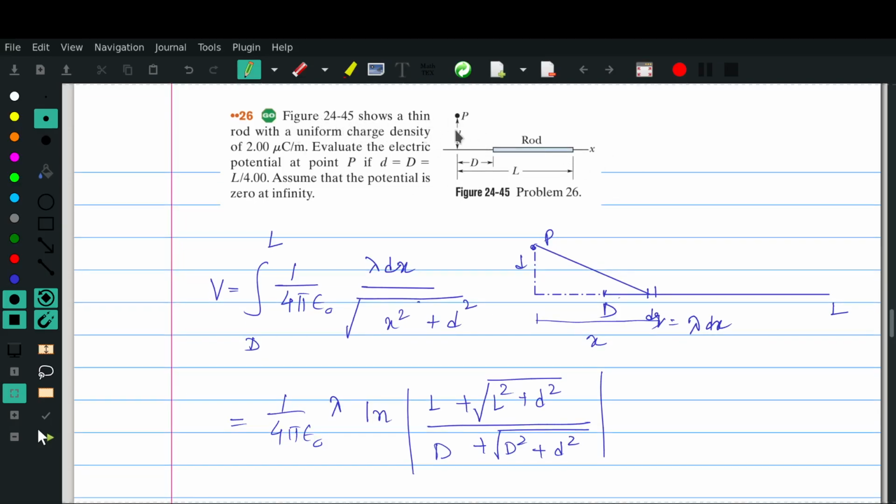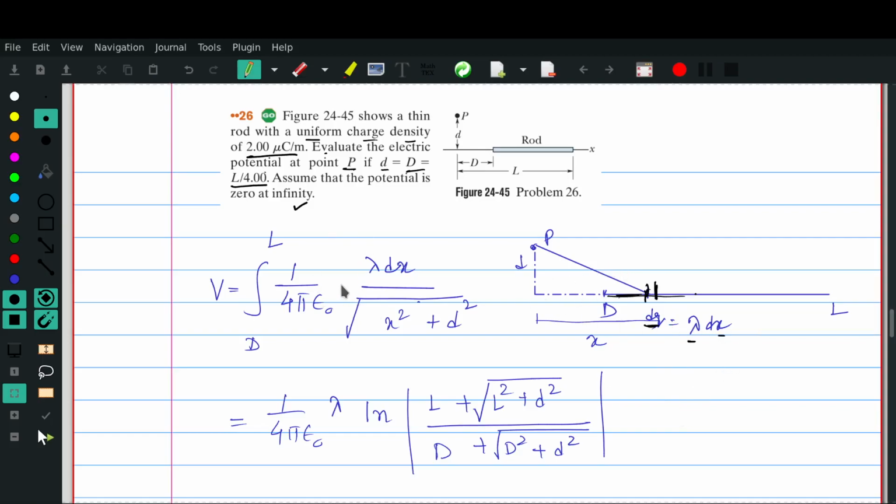This figure shows a thin rod with a uniform charge density of 2 microcoulomb per meter. Evaluate the electric potential at point P if capital D is equal to L by 4. Assume that the potential is 0 at infinity. We will do this in the same way, but here the limits will be slightly different. Let's say this whole thing is our rod, and here also I have chosen this dq element, which is given by lambda times dx.